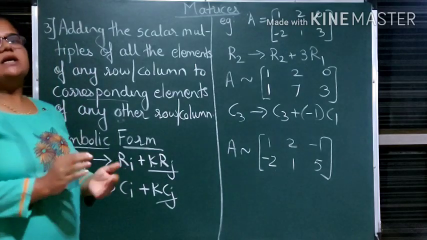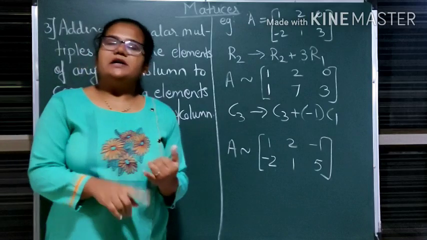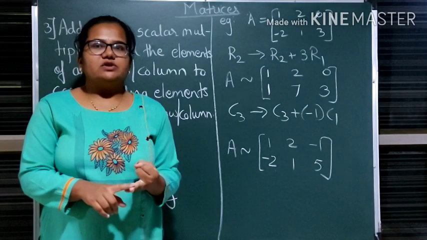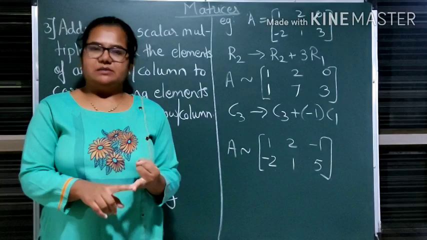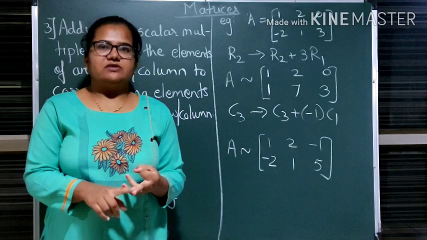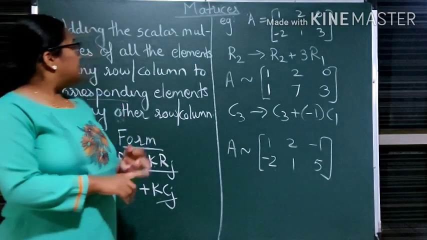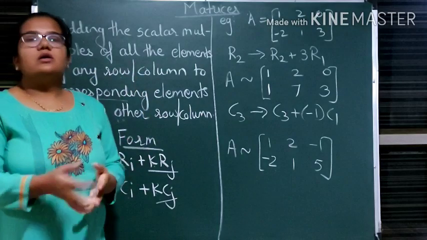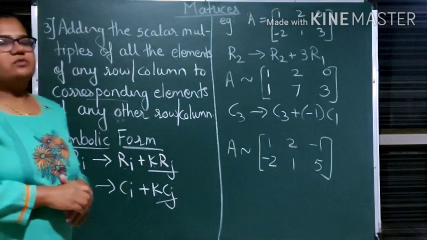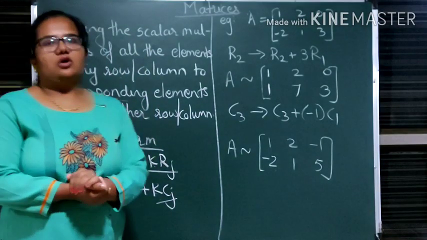So these are your three elementary transformations. What does your first elementary transformation say? Interchange of any two rows or any two columns. Second elementary transformation is about the scalar multiplication into elements of any row or any column. And third elementary transformation is adding the scalar multiples to any other row or column elements. Okay, so these are your three elementary transformations, which three are applied on rows and three are applied on columns.